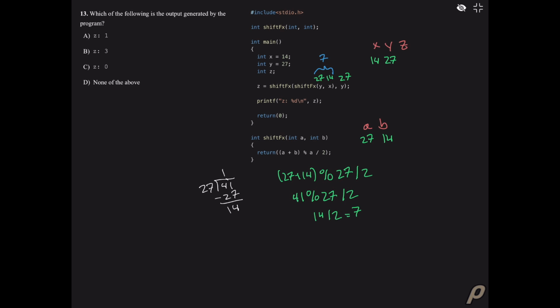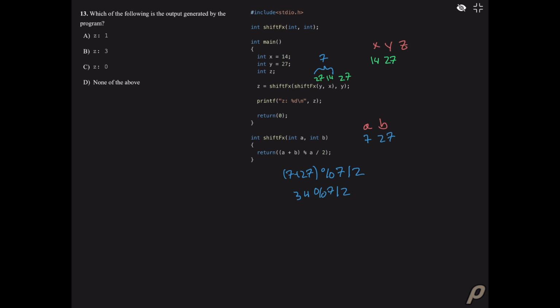So then we pass in the 7 and the 27 down into the function below. So we'll get this out of our way as we don't care about that anymore. So now we'll run this function again. We'll get 7 and 27. And so let's just do the calculation. So we get 7 plus 27 mod 7 divided by 2. So 7 plus 27, that's going to be 34 mod 7 divided by 2.